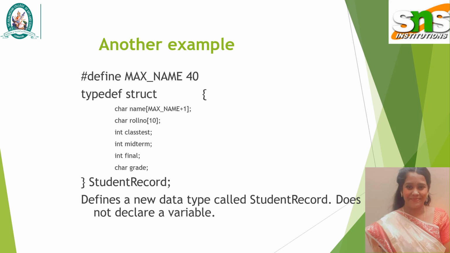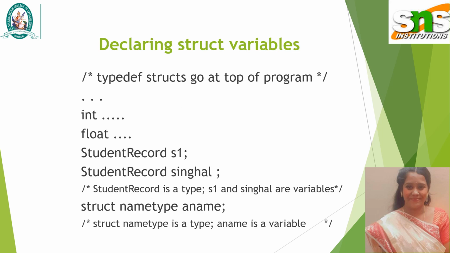We have the structure objects, student record, data record, etc. It defines a new data type called student record, and it does not declare any variable for a particular structure. Typedef structures go at the top of the program. Int, float, student record s1 and student record are single variables. A structure name type is also a variable that is used in a specific structure. We can declare a structure variable inside a structure. Before that, we have to use the struct keyword along with the structure name.